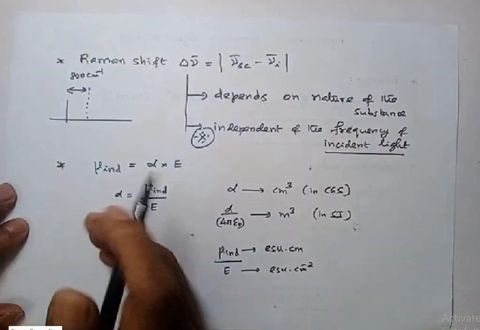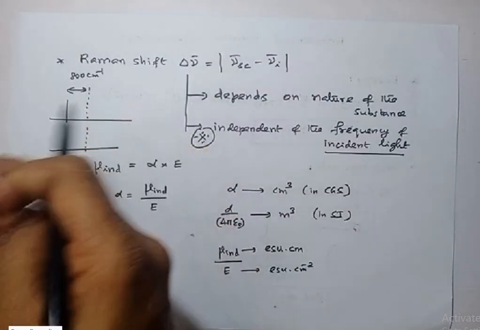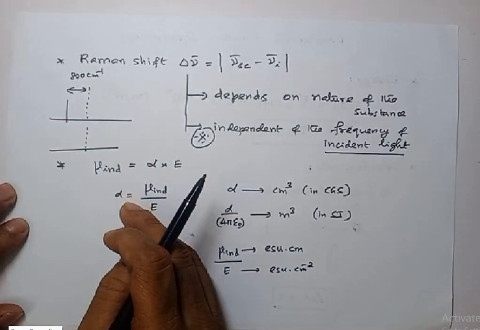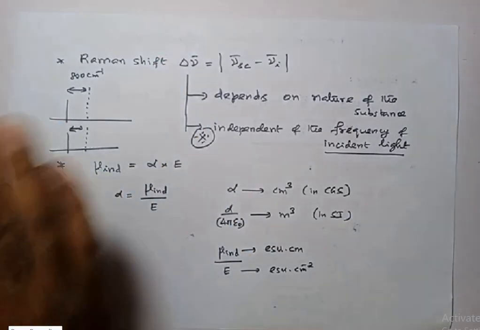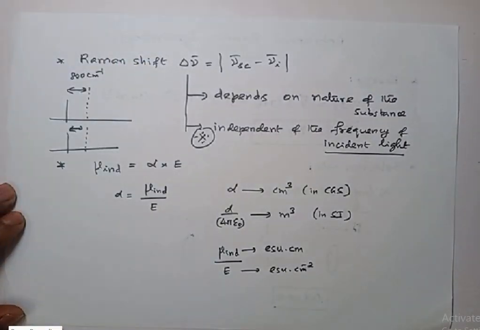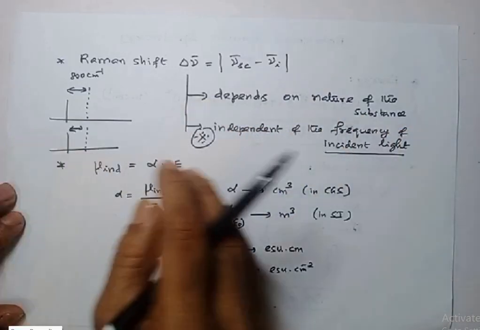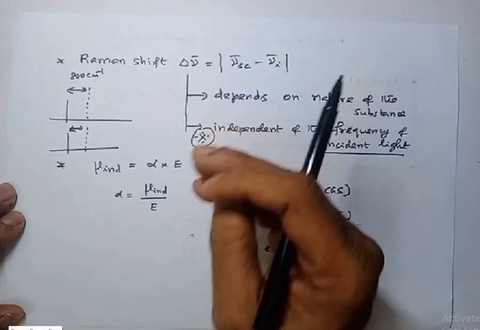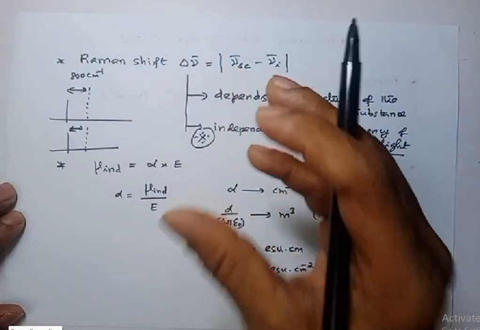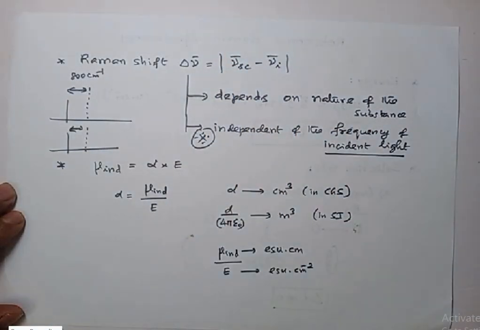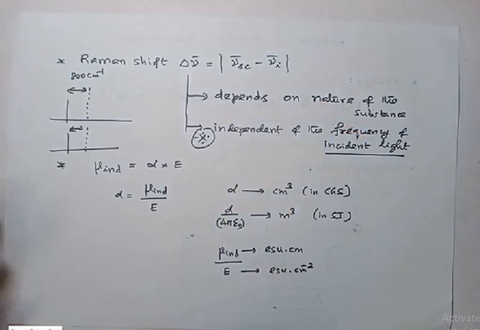Now, for the same compound, instead of using 1000 centimeter inverse incident light, if I use say 2000 centimeter inverse, I'll get the Stokes line. But if you measure, the Raman shift remains the same. Observe carefully. Raman shift is independent of the incident light. It depends only on how the rotational states and vibrational states are present in the molecule. It depends on the molecule. It does not depend on the frequency of the incident light. This is very, very important.